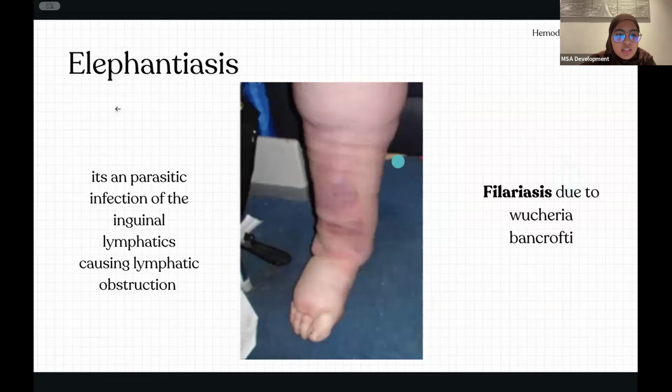Okay, so moving on to elephantiasis. It's a parasitic infection, filariasis, due to Wuchereria bancrofti. This was mentioned in our anti-helminthic lecture, but I'm not sure if it's mentioned in yours, but I just added it here for the sake of completion. It's a parasitic infection that affects the inguinal lymphatics, causing lymphatic obstruction. So obviously you would have something that looks like edema in this presentation.